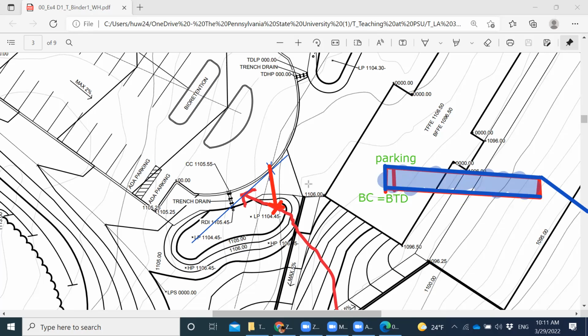Yes, that makes sense. So your parking lot is going like that. And basically this is the trench going down. And this is where it comes out. So you would say, let's see.